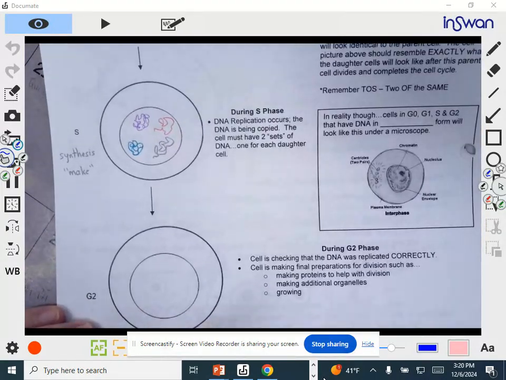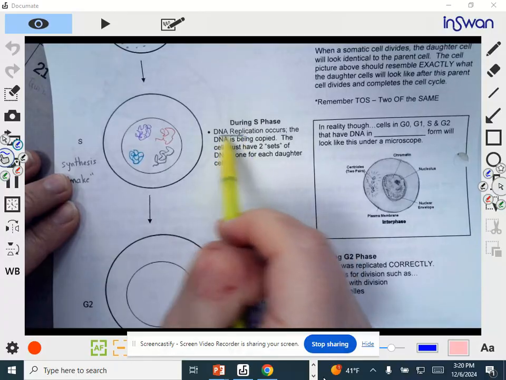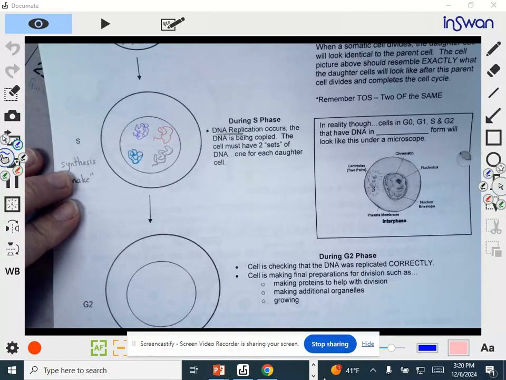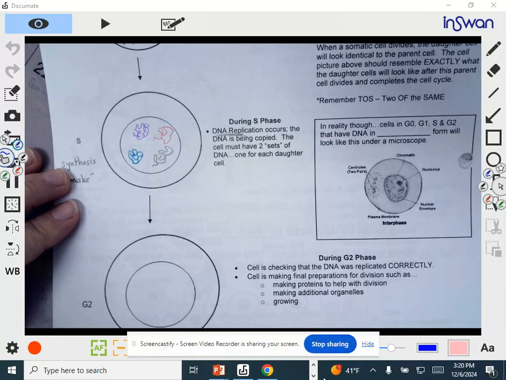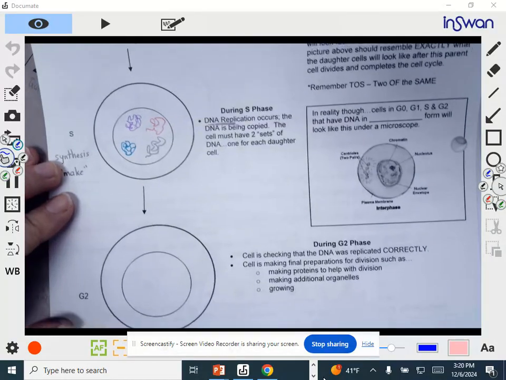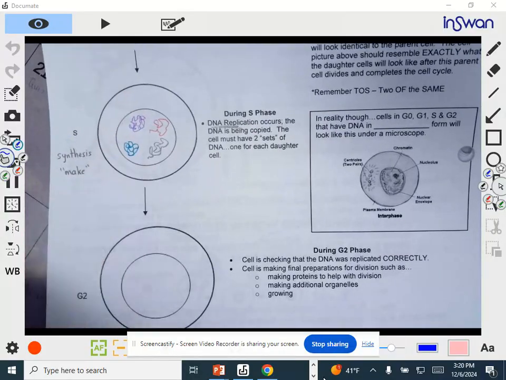Now, S phase is all about copying DNA, making an extra set. And that's called replication, DNA replication. We'll study that in January. If you replicate a photo, that means you make a copy of it. So now that the cell has grown, there's extra organelles now. I'm just not going to draw them.